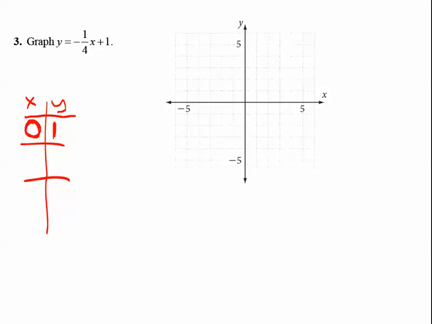4 is a good one, isn't it? That's a multiple of 4, right? So let's plug in a 4, and you guys tell me what that's going to equal as you simplify that further.